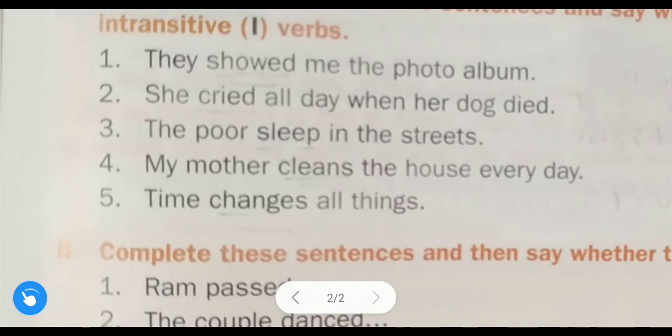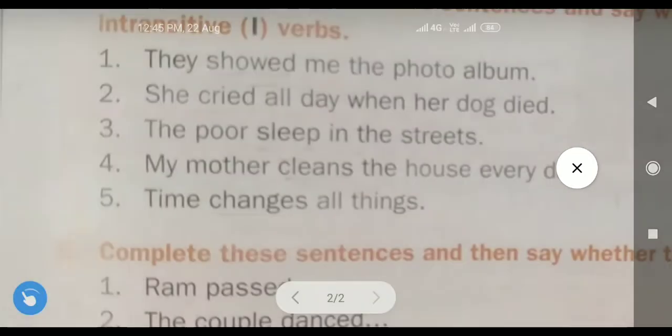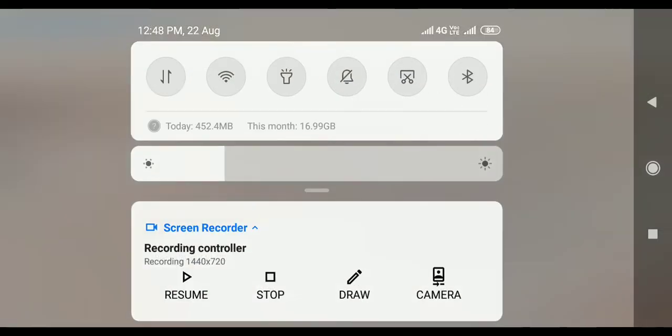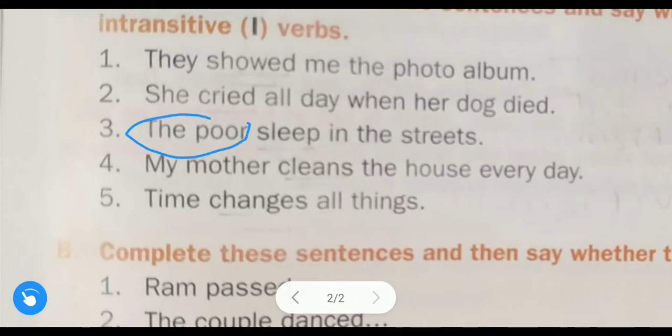The poor sleep in the streets. Now let us discuss the third example. Here the poor is the subject and sleep is the verb. That is the action word. So let us frame the question with what. So what do the poor sleep? What do the poor sleep?